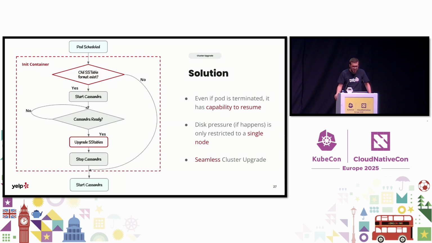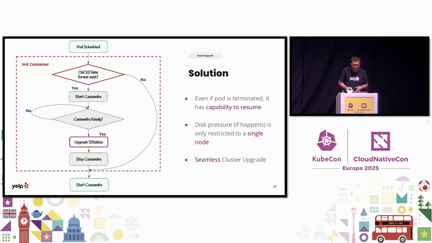Our solution was quite similar to the previous one, relying on the init containers. We triggered the upgrade SSTable process by a spec change in the Yelp SWA config that gets converted into a custom resource. The operator then makes the stateful set change, and then the pod gets restarted in a rolling fashion. So the first thing when the pod gets started is we start our init container and check whether there are old formatted SSTable versions present or not.